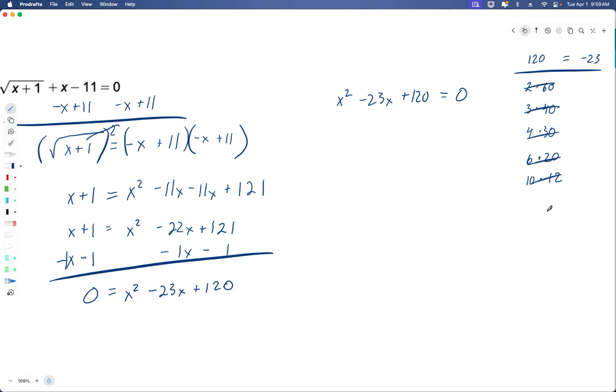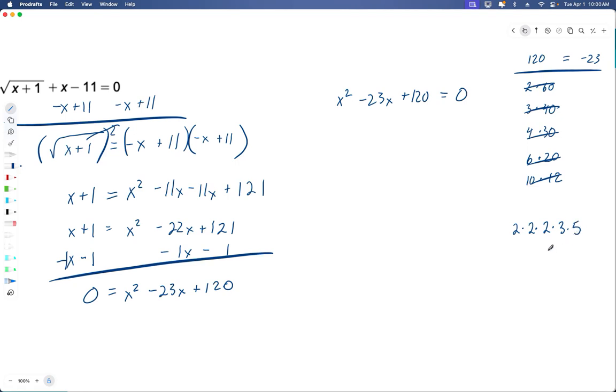I'm kind of stumped. Let me think about it for a minute and look at it. All right, so I'm kind of stuck. So what I'm going to do is I'm going to prime factor 120 and see if that can't help me. So the prime factors of 120, we know it's 2 times 60, which is 2 times 30, which is 2 times 15, which is 3 times 5.